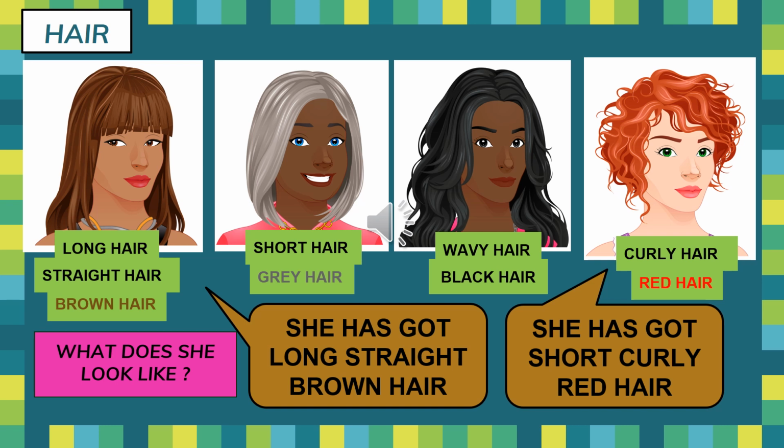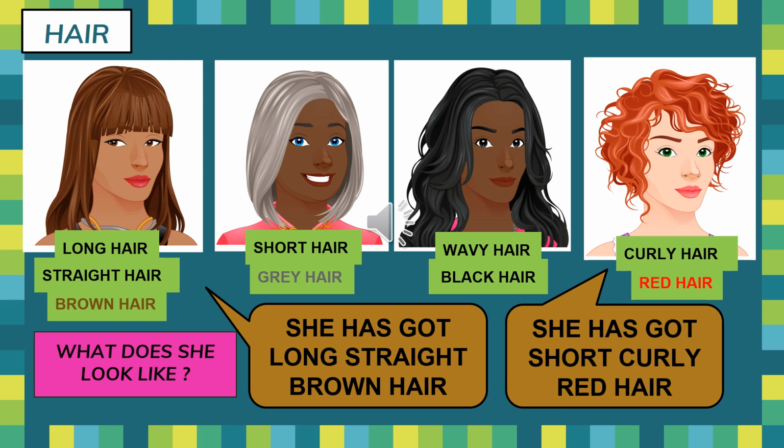So when you want to describe someone's hair, you will explain first the size, whether it's long or short, and then the type, whether it's straight or it's curly. And then the last is to describe the color.